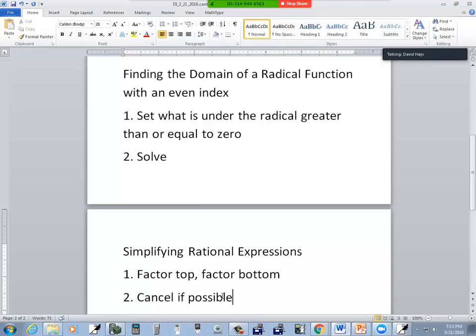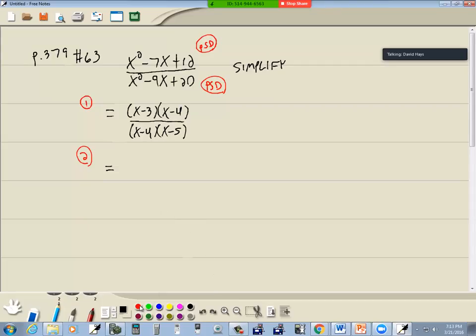Step 2 says cancel if possible. And when I say cancel, if you have the same item on top and on the bottom, then you can cancel them. See how we have an x minus 4 here and x minus 4 here. So those both will cancel. And then I'm left with x minus 3 over x minus 5.